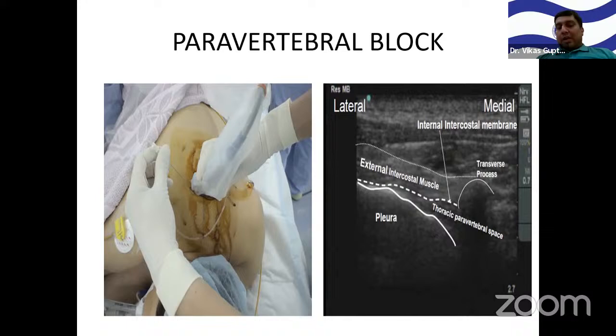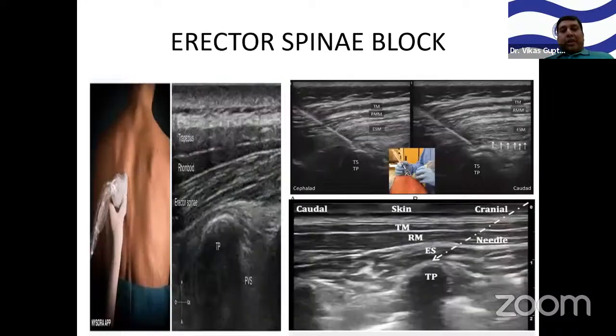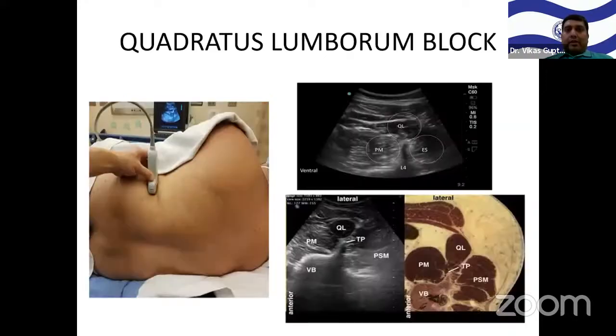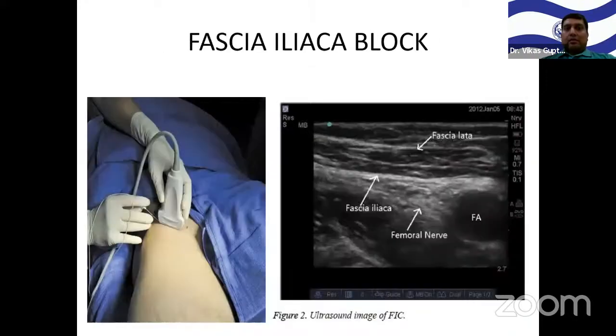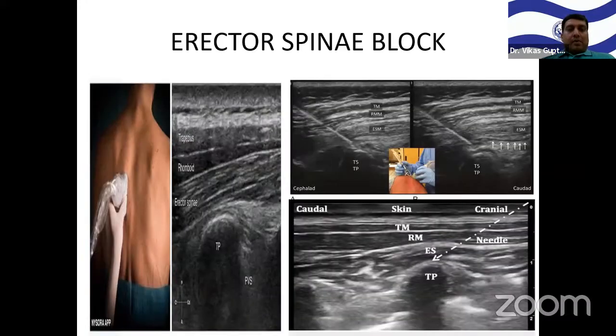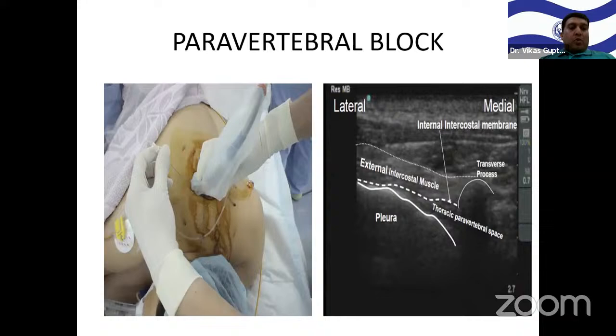So what we are doing with that block, we are putting our probe with the patient in sitting position, linear probe in paramedian sagittal orientation, 2 centimeters from the midline, and we have to identify the transverse process. This is a transverse process. We have to pierce that transverse ligament, enter the paravertebral gutter, and deposit the drug there.